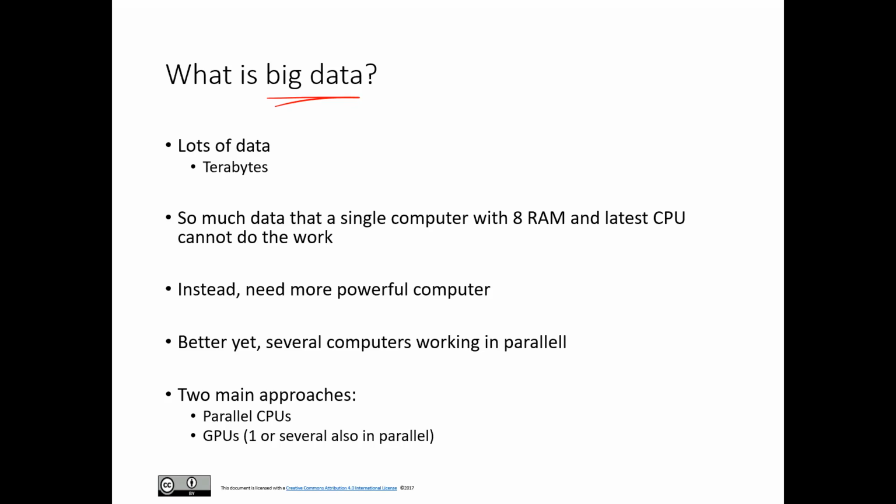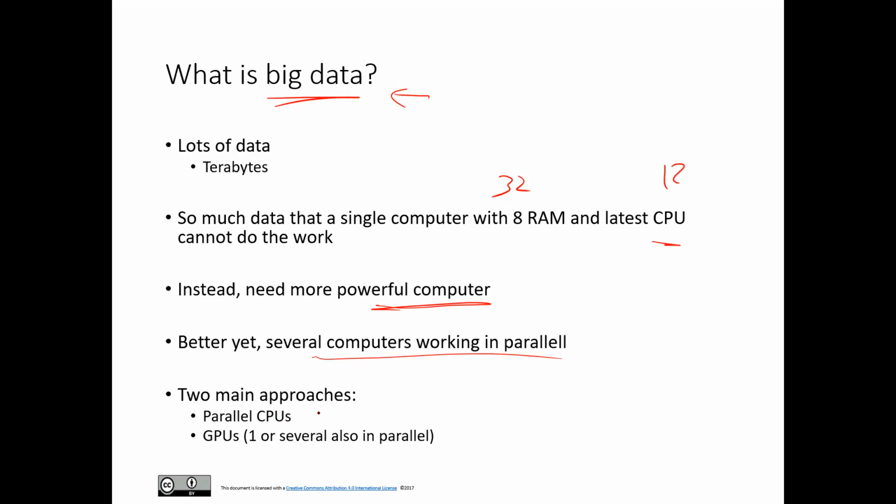And so that's what big data really means, right? It is really, really large. It's so much data, in fact, that a single computer with 8 RAM or even 32 RAM today, and the latest CPU with 12 cores or threads or whatever, still cannot do it. You really have to have either clusters or GPU-enabled computers or some other solution. So you need more powerful computers or several computers working together.